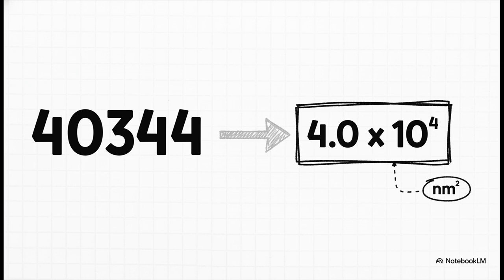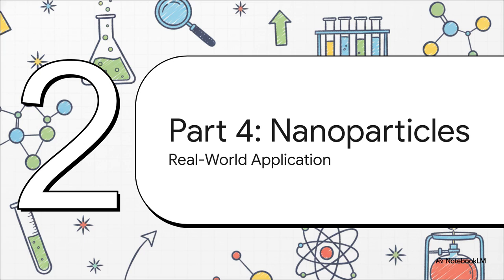And for the grand finale, that third mark, we have to follow that instruction about standard form. So 40,344 becomes 4.0344 times 10 to the power of 4. The mark scheme is happy with it rounded to 2 significant figures, so 4.0 times 10 to the 4 is your perfect answer. And of course, don't forget your units.